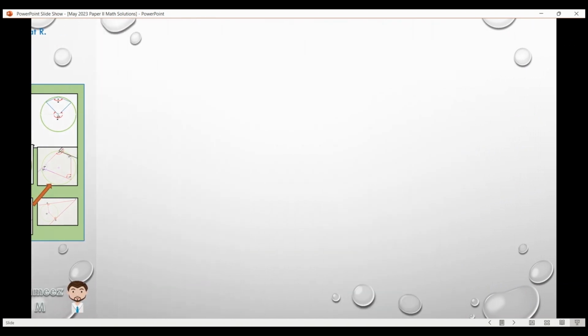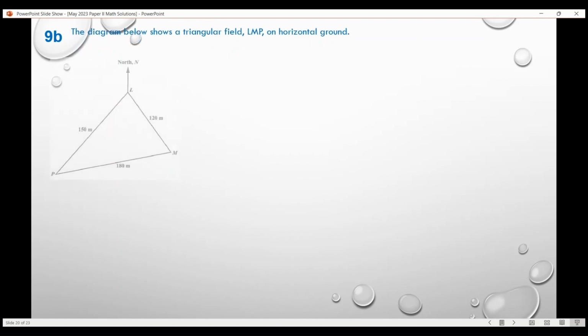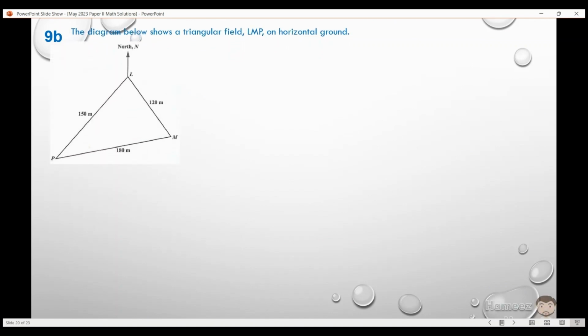Let's now move on to the next part of number 9, where the question says in 9b, the diagram below shows a triangular field LMP on a horizontal ground. So we have a triangle there. And it's a bearings question because we see we have a north line. Calculate the value of angle MLP. And I have highlighted that in purple so you can see exactly what it is.